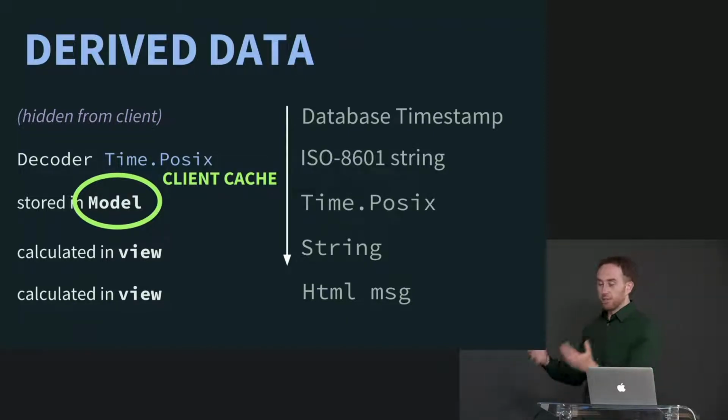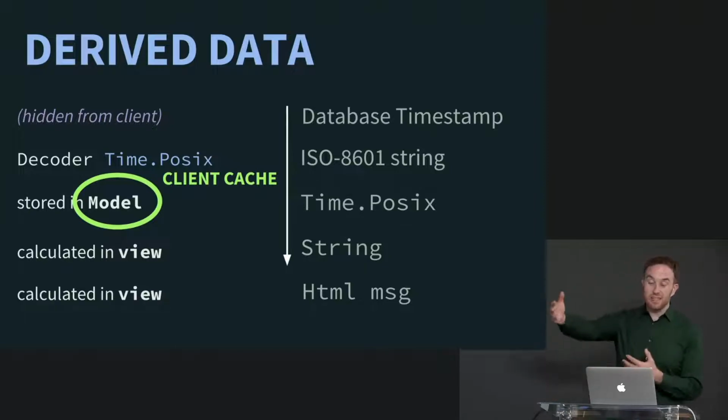If you want to know the ultimate source of truth for what that timestamp is, it's on the database and it's a different value than the one we've got. So again, we have ended up with multiple sources of truth.